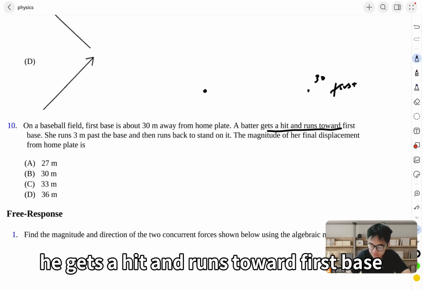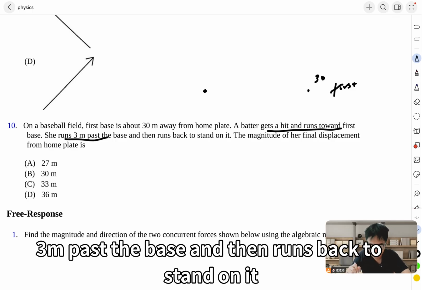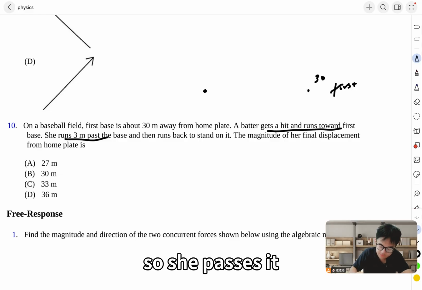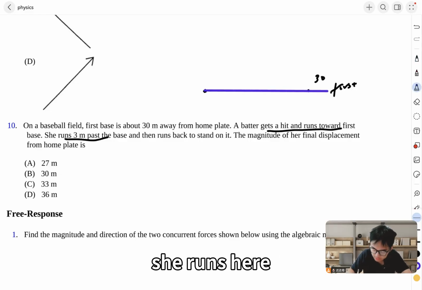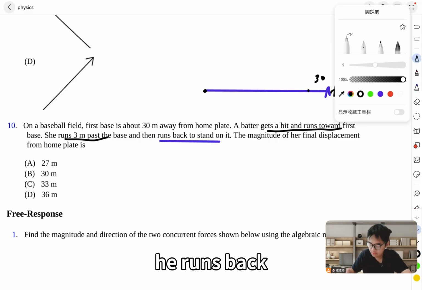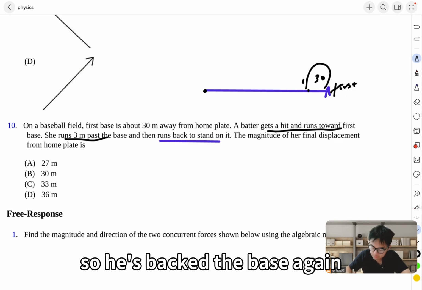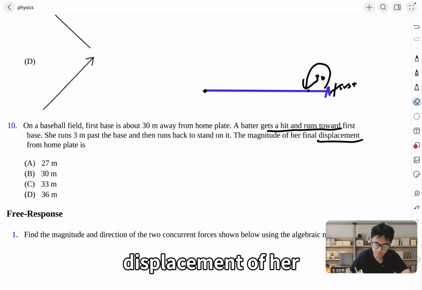She gets a hit and runs toward first base. She runs 3 meters past the base and then runs back to stand on it. So she passes it, runs here 3 meters past it, and runs back to stand on it. So she's back at the base again. So what is her displacement?